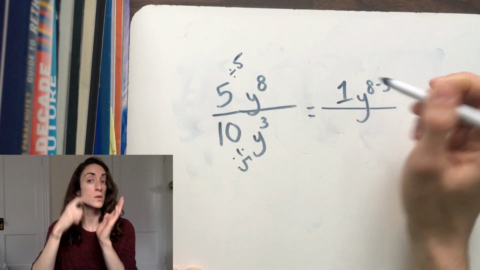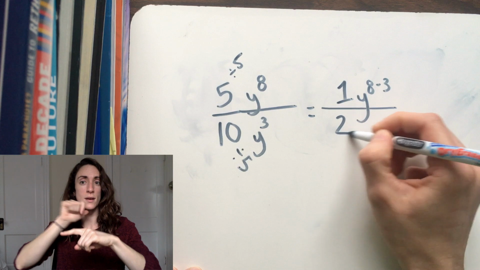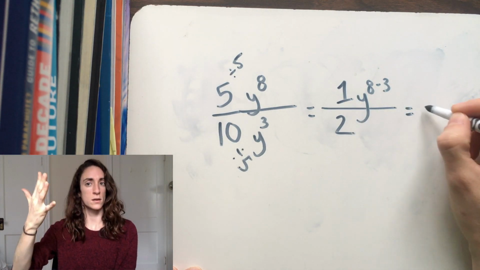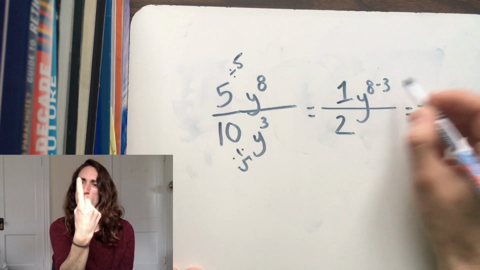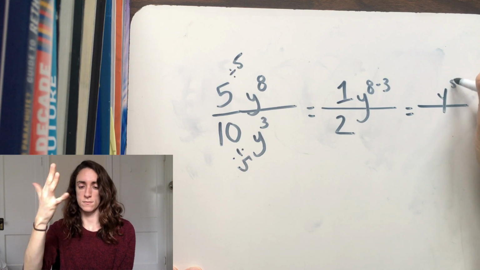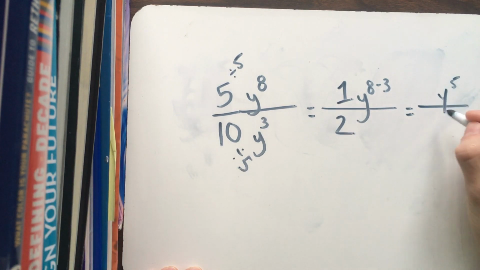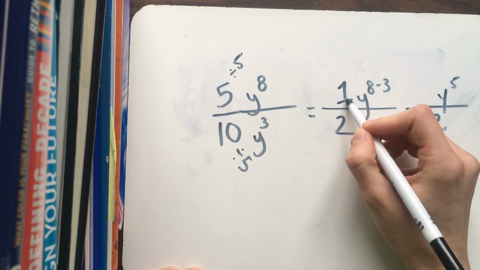Now in contrast to a previous problem, you can see that in the numerator there is another term besides that 1, which means we don't have to keep that 1. It sort of becomes invisible. You can just have y to the 5 in your numerator, and the denominator will be 2.